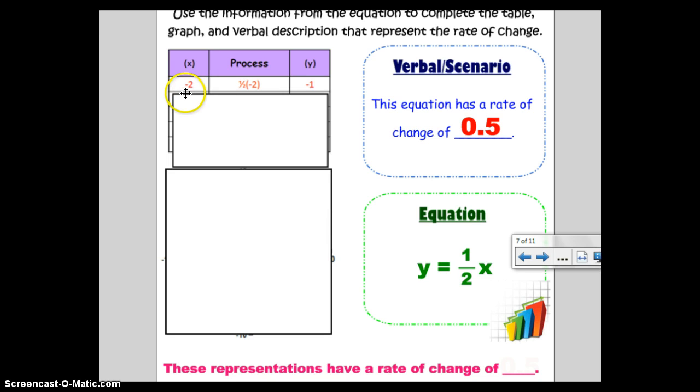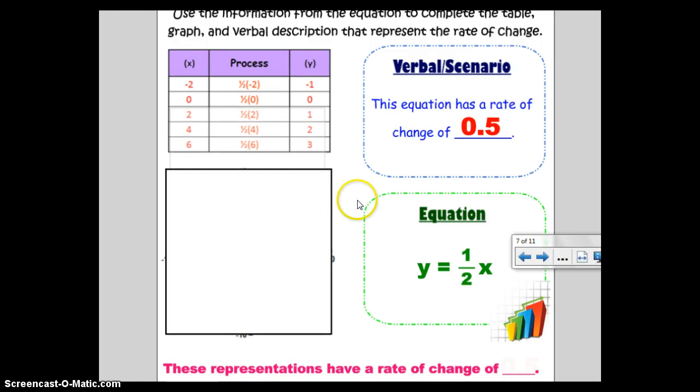If I use a negative value of 2 for the x, I take half of -2, which is -1. If I take 0 for x, half of 0 is 0. Please pause the video now and fill in the rest of your table. Here's a table full of values.